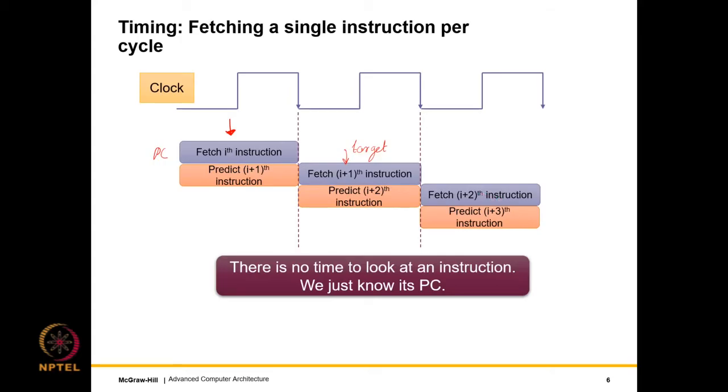So the most important point coming out from this slide in big bold letters is that there is absolutely no time to look at an instruction, right? We cannot look at the instruction's contents. There is no time to look at it. We simply know its program counter. On the basis of that, we need to predict the next instruction. And if the current instruction is a branch, that will end up meaning that we need to do a branch prediction.